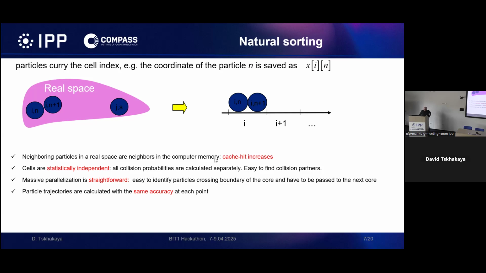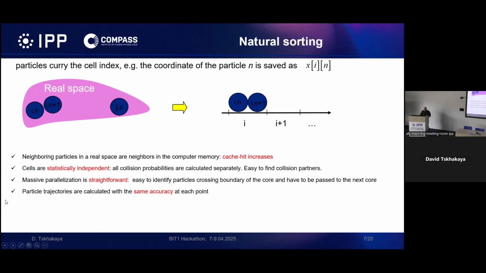It was a good, positive surprise. Why did this happen? Because now if you have neighboring particles in space, you can put these particles as neighbors in memory. So when you are calling particle n in cell I, n-1 and n+1 are using the same electric field and the same magnetic field, which is already in cache. So the cache hit rate increases very significantly, and it speeds up the simulation very, very strongly.